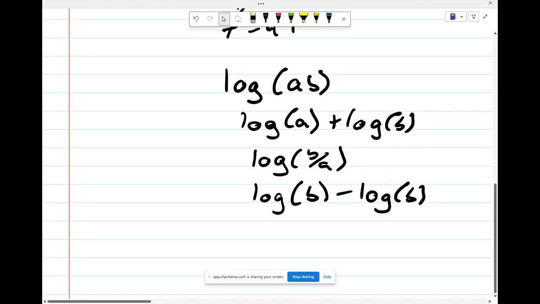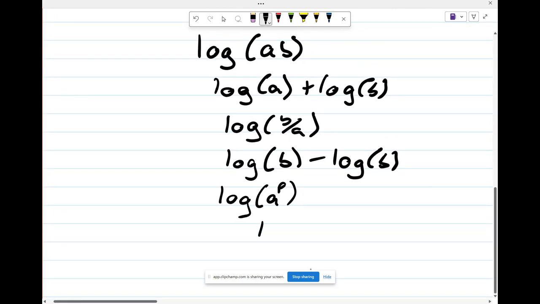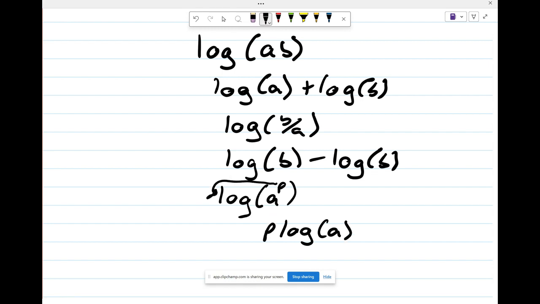And the very last one, probably that you'll need the most often, is log of a to the power of p. That's going to be the same as the power times the log of a. So how I would describe this is basically just bring the p down and multiply it in. So they're kind of the main three that you need, and we'll see that in the next question.